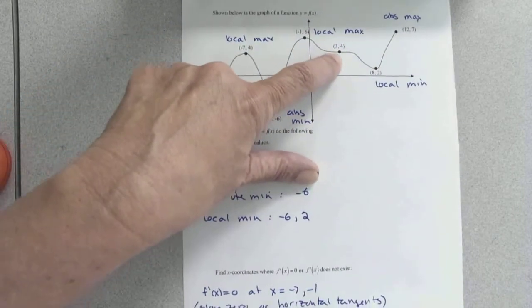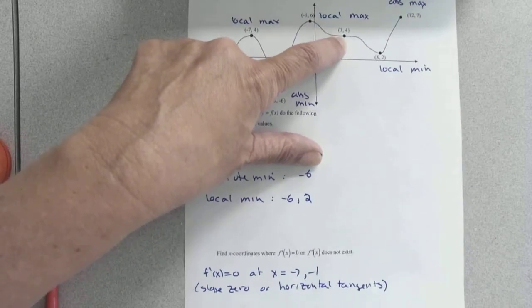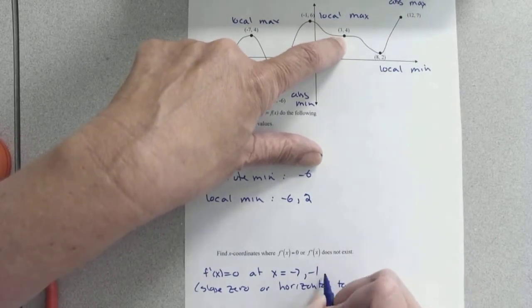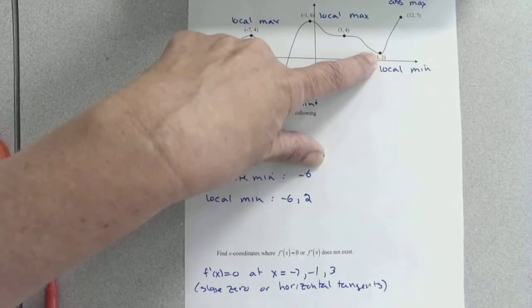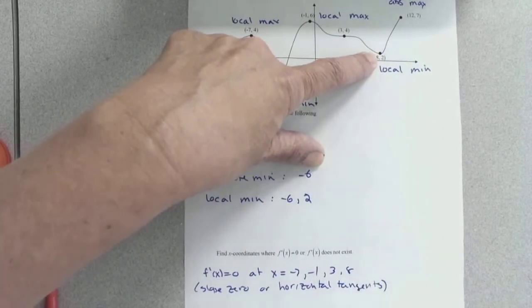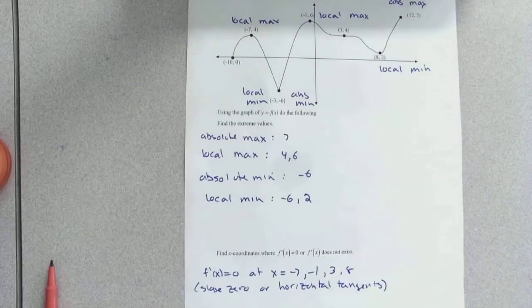There would be a slope of 0. It's not a horizontal tangent, but it'd be a slope of 0. So 3, and then lastly 8. So that's where I had horizontal tangents or slopes of 0.